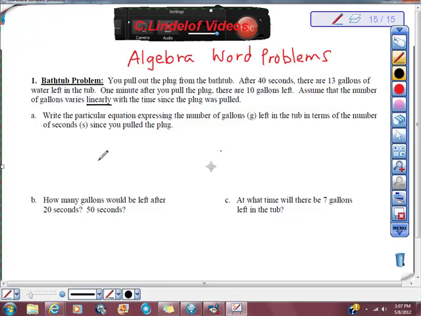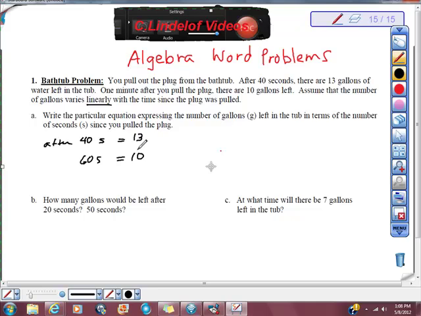Okay, the first thing we did was this. It kind of threw me off a little bit because it said after 40 seconds, there were 13 gallons, right? And then it said after a minute, and I was kind of confused. Is it a minute after those 40 seconds? But it's not. It's a minute after we first pulled the plug, right? So after a minute, so 60 seconds, there are 10 gallons left.